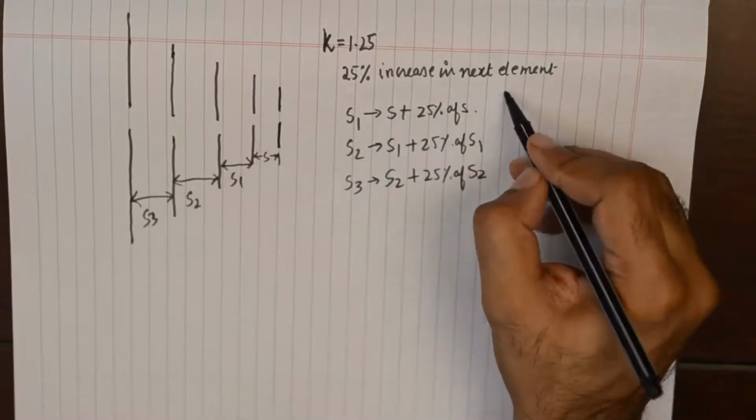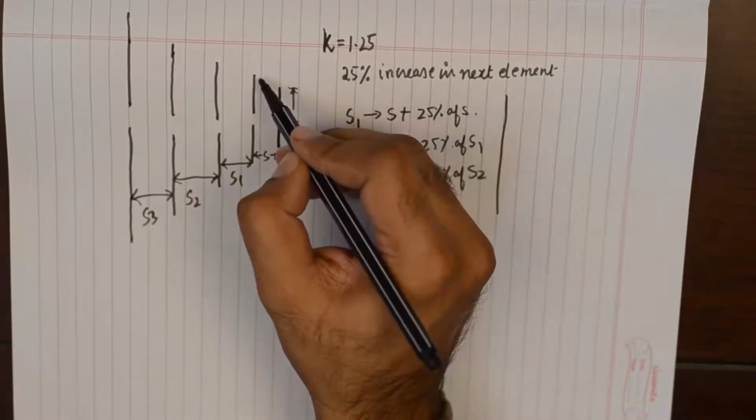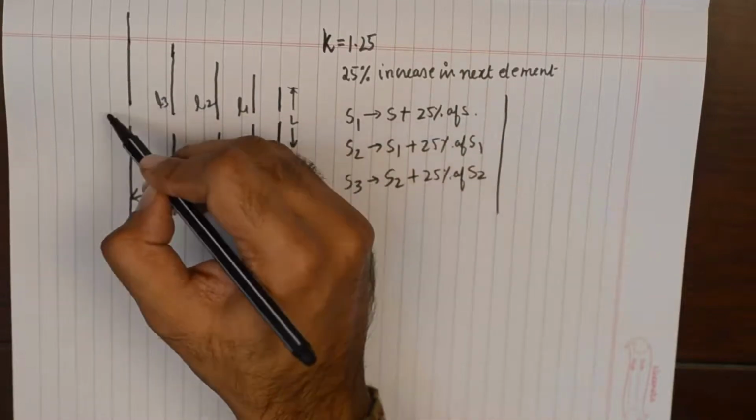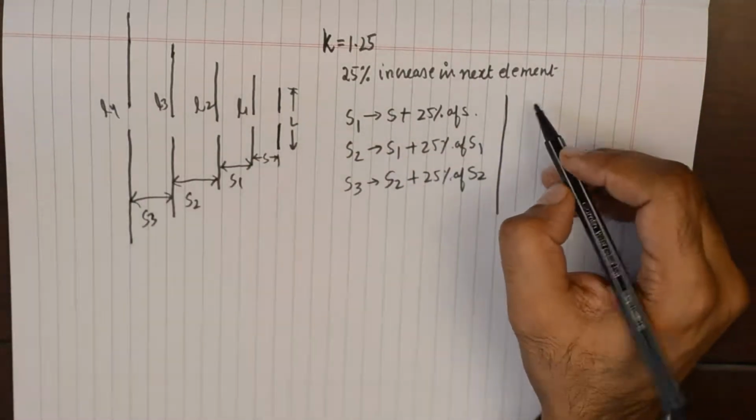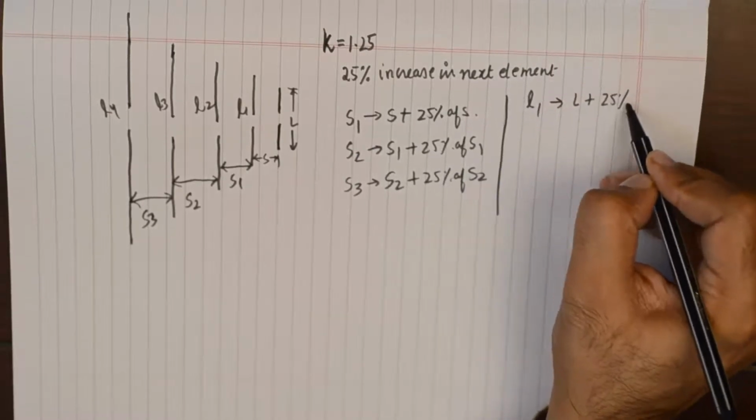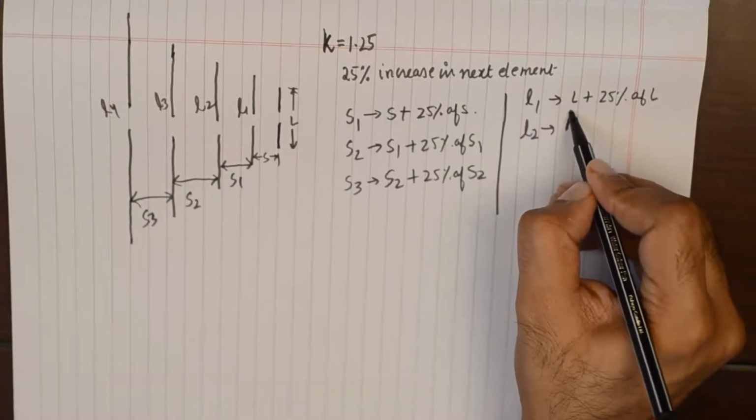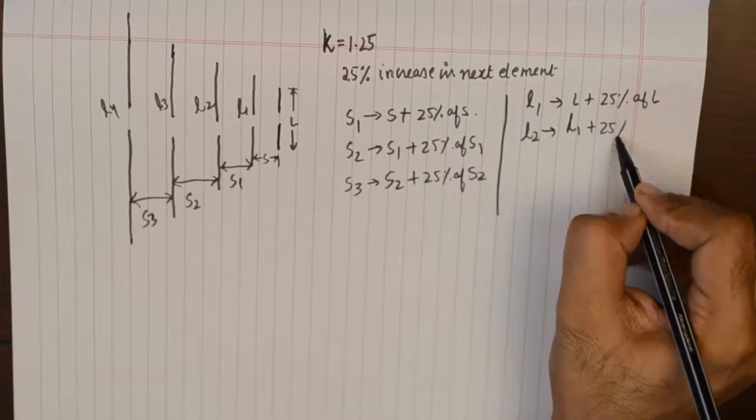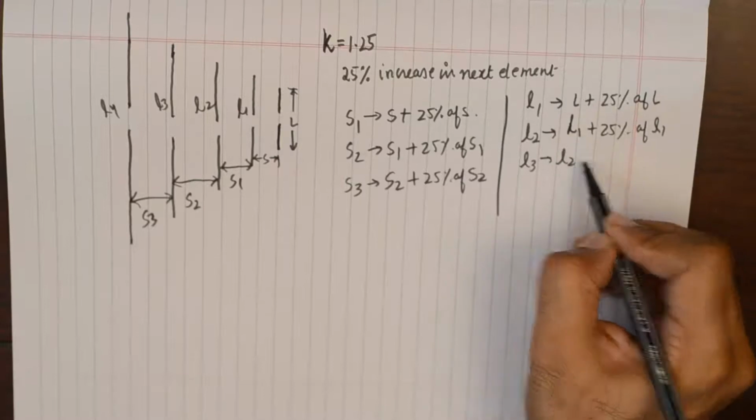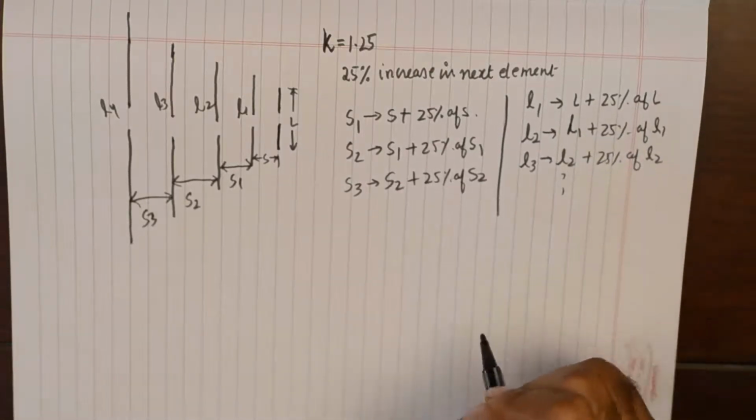Now same goes with the length. If this is of length L and this one is L1, this is L2, L3 and L4, then L1 is L plus 25% of L, L2 is L1 plus 25% of L1, L3 is L2 plus 25% of L2, and so on.